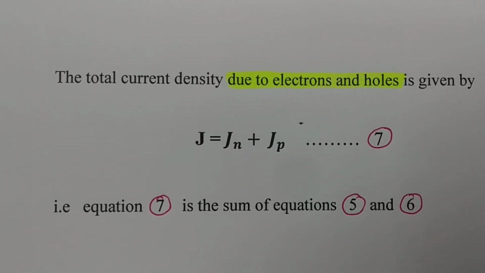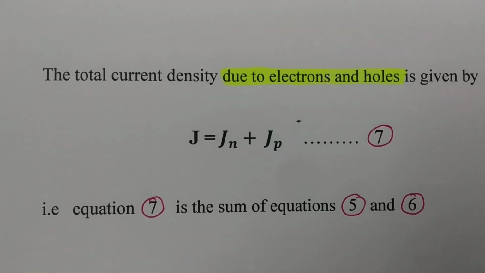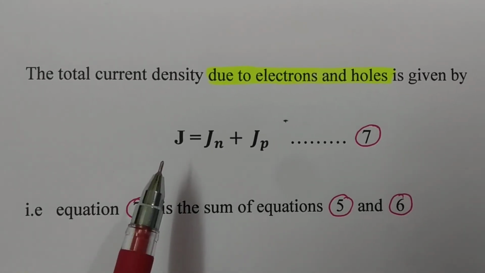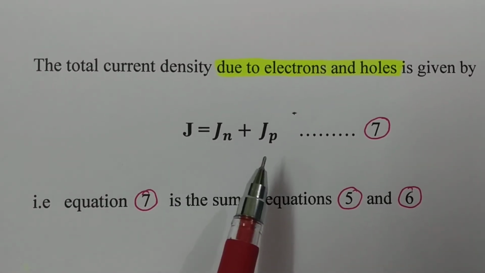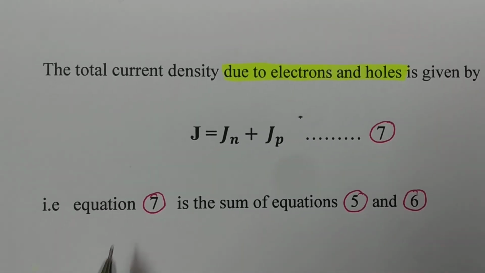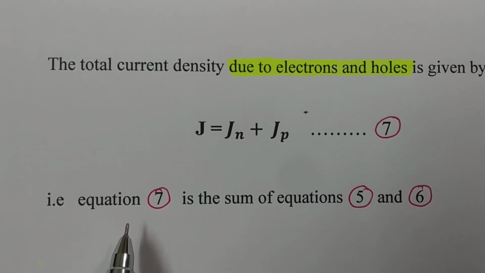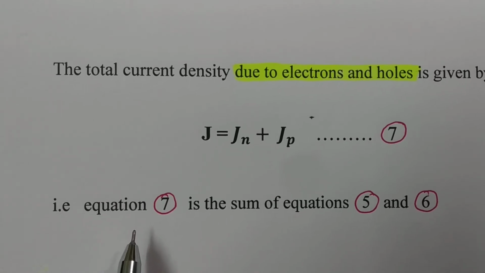The total current density due to electrons and holes is given by J = Jn + Jp, equation 7. Equation 7 is the sum of equations 5 and 6.